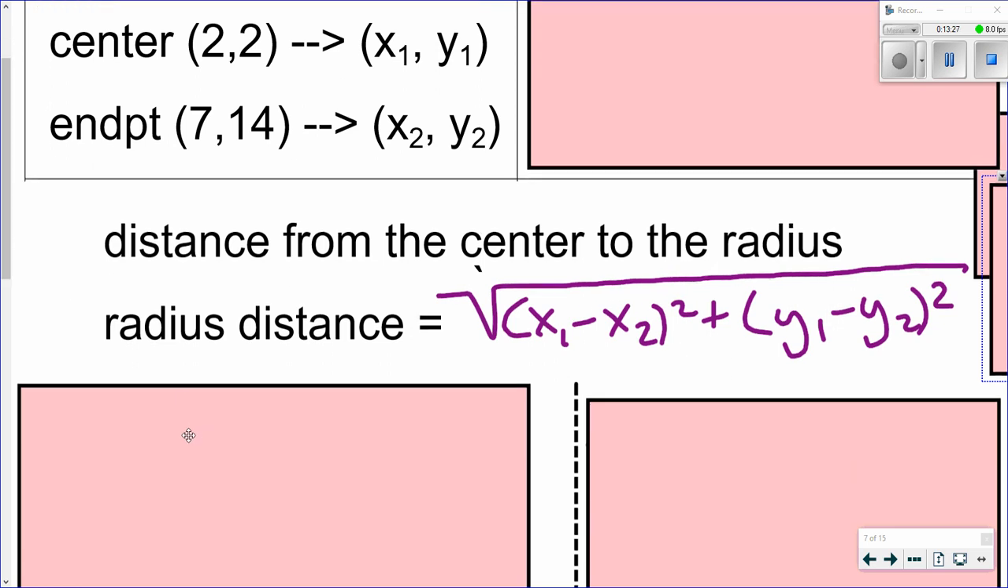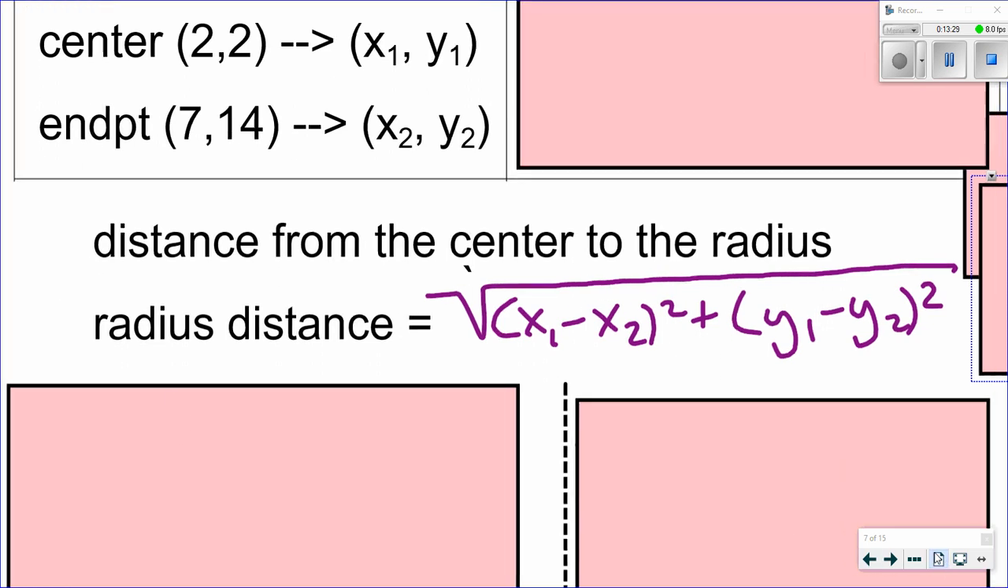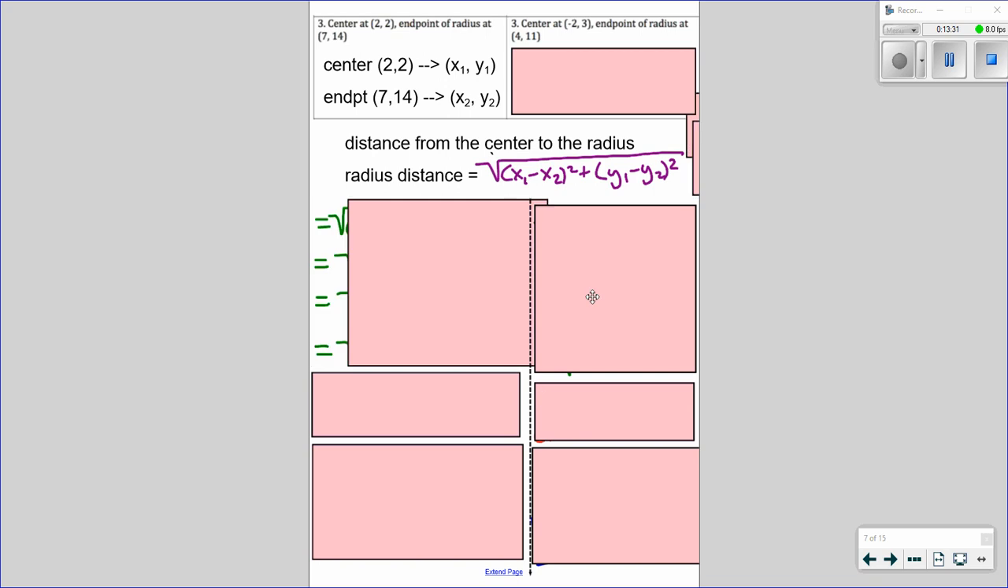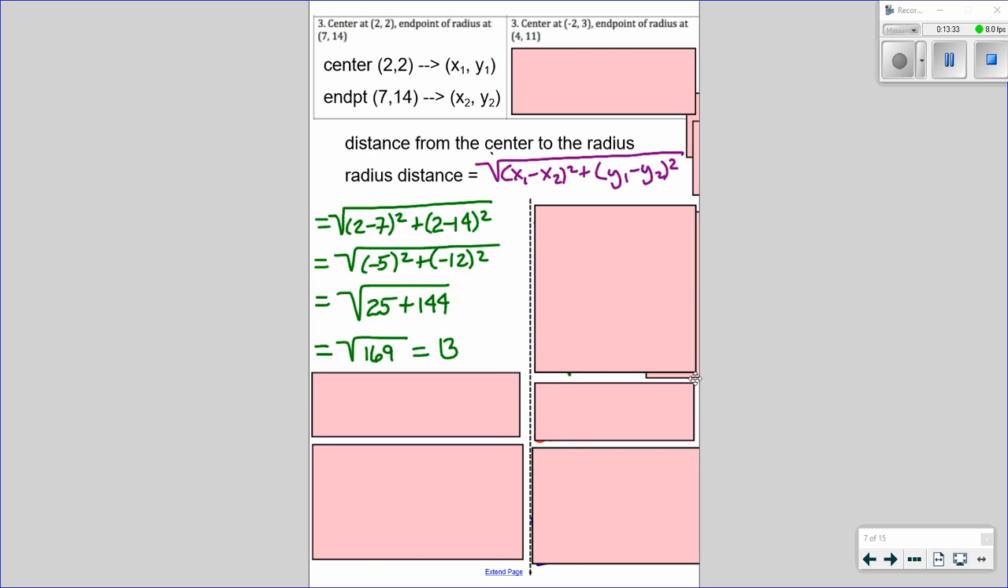So with this one, it's going to be tiny, so bear with me. We plugged it in, making sure we have the correct number with the correct variable. Simplify, make sure you bring down the radical. And then you get to its clean form, which is 13. So that's the radius. The radius is going to be 13. And the center, which they gave us, is (2, 2), which is (h, k).